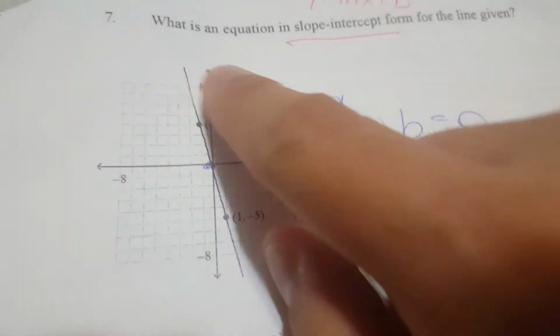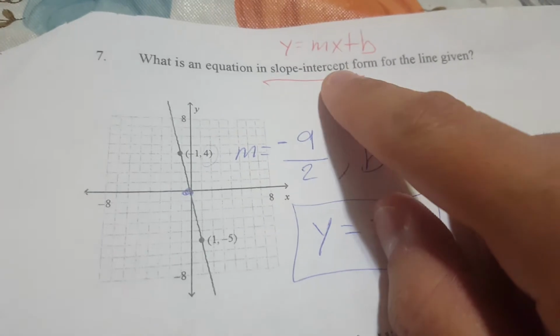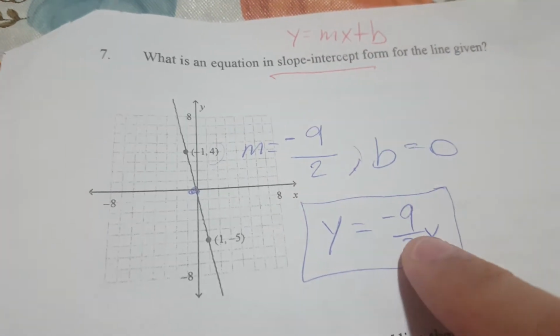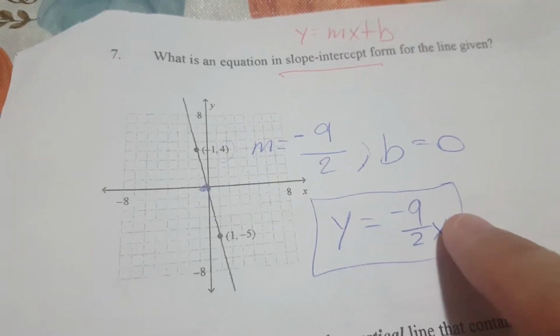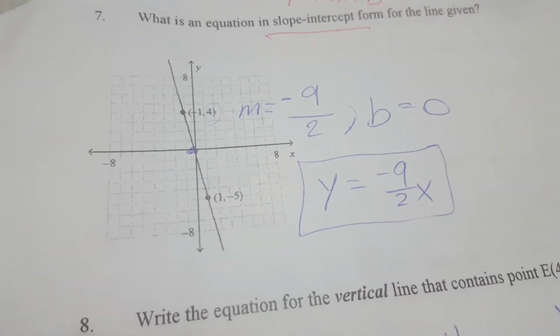Where does this hit the y-axis? This hits the y-axis here at 0. So your b is 0. So here just plug in the m, plug in the b. It's going to be negative 9 halves x plus 0. But if it's plus 0, that's like it's not there. You don't even need it.